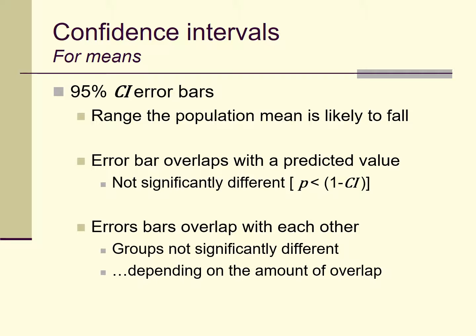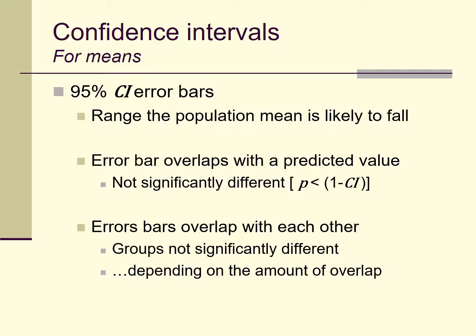To flip that around, if it doesn't enclose a value, then you can conclude that your correlation or your mean or whatever it is you've computed is significantly different from that value, at least at a level of type 1 error that corresponds to the confidence interval. So for a 95% confidence interval, you've in a sense conducted a hypothesis test at an alpha level, or a type 1 error rate, of 0.05. So that's one thing you can do.